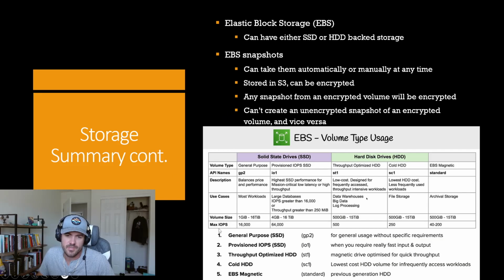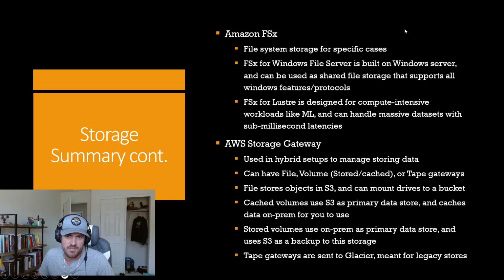And this is just a nice visual here on the different features of SSD and HDD based EBS volumes. So definitely try to remember, not specifically the numbers in volume size and max IOPS, but for example, know that in SSD you have a higher level of IOPS than you do in HDD. And then in HDD, you generally have higher amounts of storage available to you, okay? All right, so that is EBS.